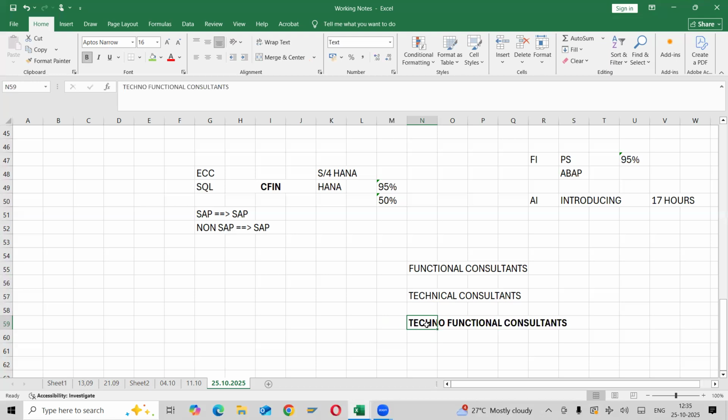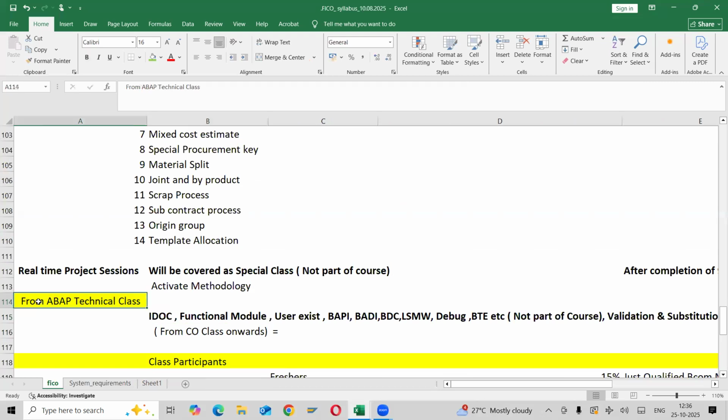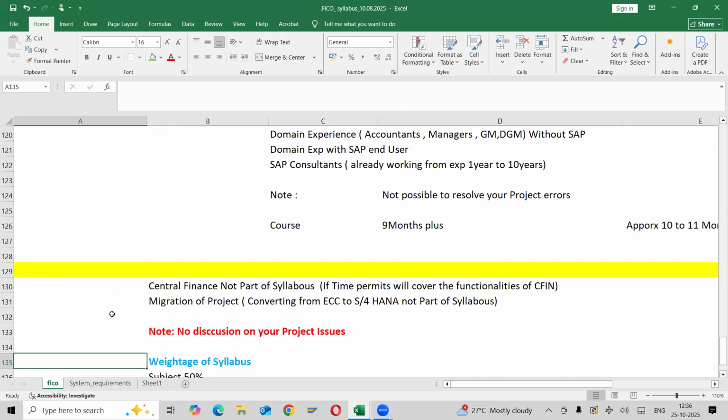Clear? So that is the reason prior batches we never used to cover ABAP. But whenever industry is looking for techno-functional consultants, then we have started covering ABAP technical classes. We need to have the knowledge. Clear? So that is the reason. Again, it will take almost a 40-hour session. So that's the reason my entire course will take 9 months or 9 months plus. Not less than that.